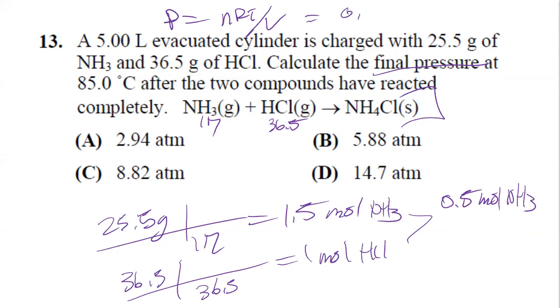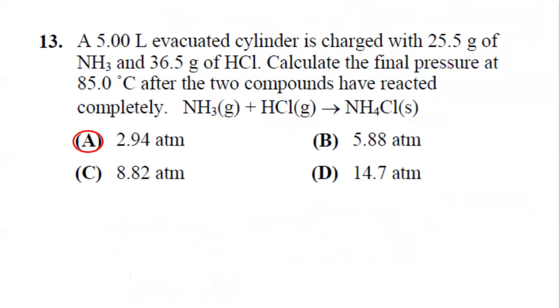So we should be 0.5, our R value 0.08206. Do we need to do anything to our temperature? Or can we leave it as 85? What do you guys think? Convert it to Kelvin. We have to convert it to Kelvin. So this becomes 358.15 Kelvin. And then after all of that, we can divide by our 5 liters. So 0.5 times 0.08206 times 358.15 divided by 5, and we get our ATMs, 2.94.